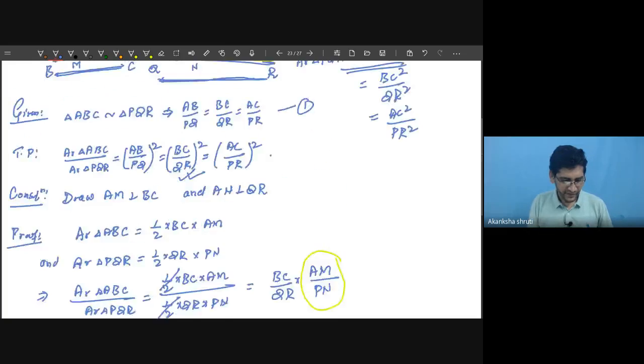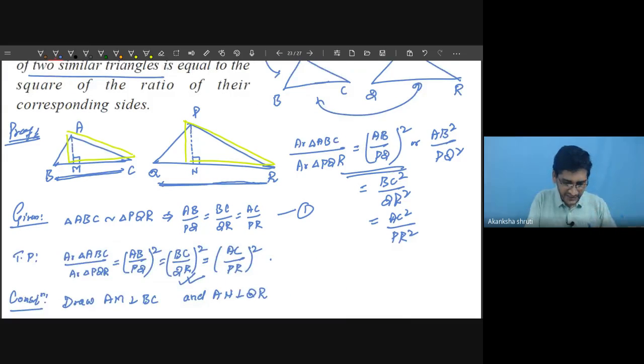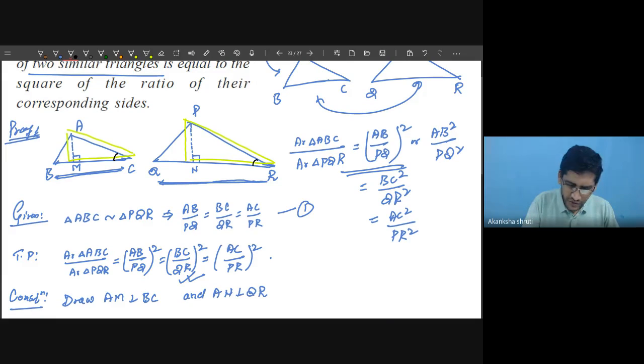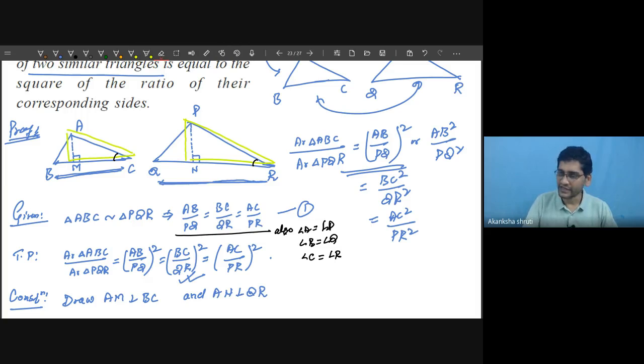Here we are observing triangle ABC is similar to triangle PQR. It simply means angle C is equal to angle R, in addition to the ratios that we have written here. Also, if you wish, you may write angle A is equal to angle P, angle B is equal to angle Q, angle C is equal to angle R. These are the additional things. Wherever required, the ratio or angle, we can use it.